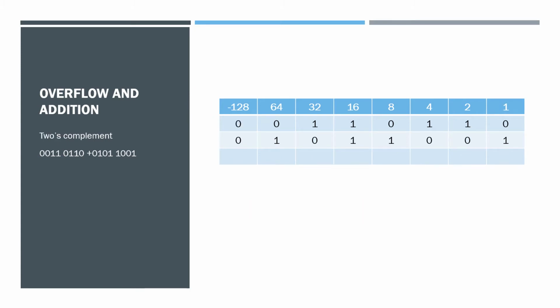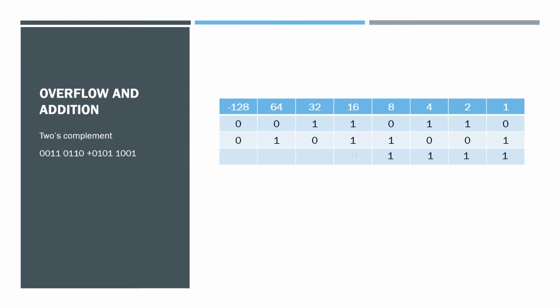And the same thing can happen if we're using 2's complement numbers. So here are two positive 2's complement numbers, and we're adding them together. How do we know they're positive numbers? Because there's a 0 in the minus column, the minus 128 column. So we're adding two positive numbers stored using the 2's complement system. And let's just do that sum.